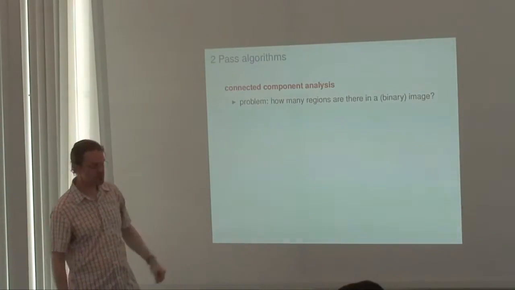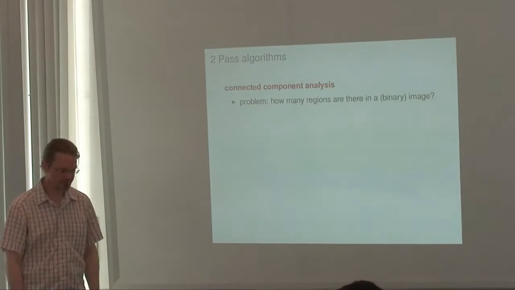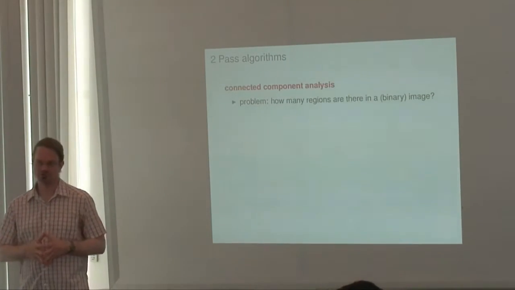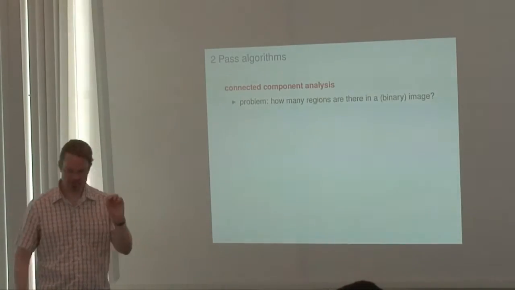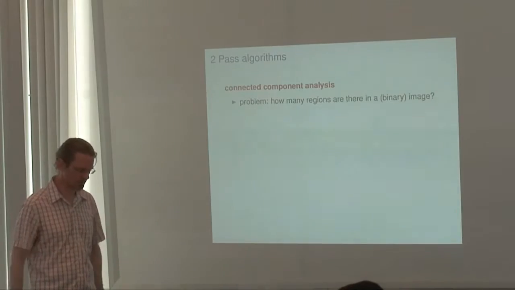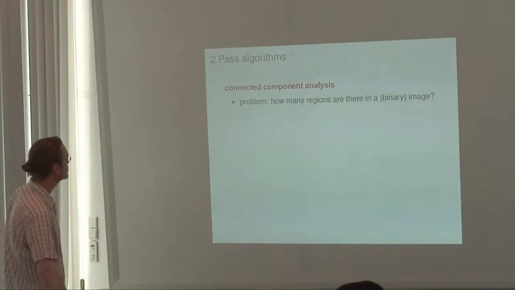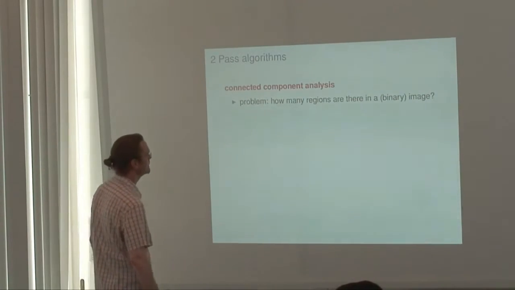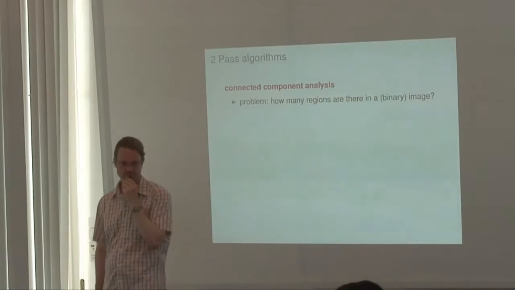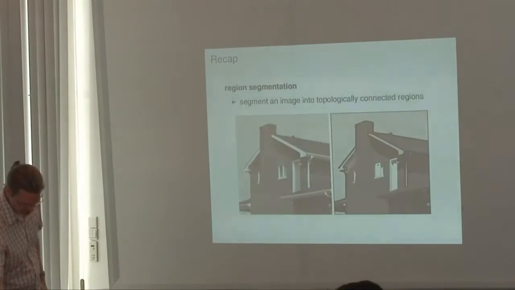The headline here is two-pass algorithms. That is to say that we are now studying a couple of things which are specific instances of a more general way of computing with images. The first problem we are looking into is the question: how many regions are there in an image? Let me go back to the house here.